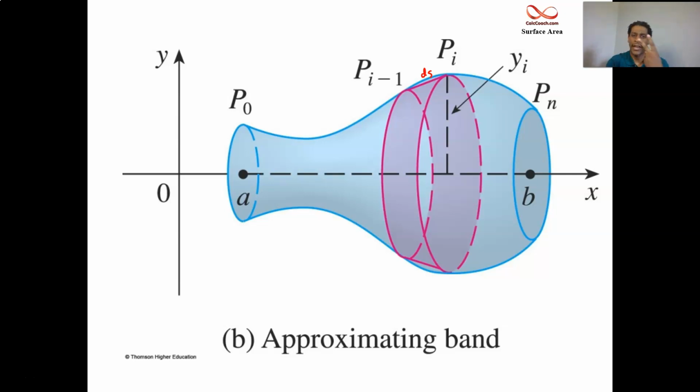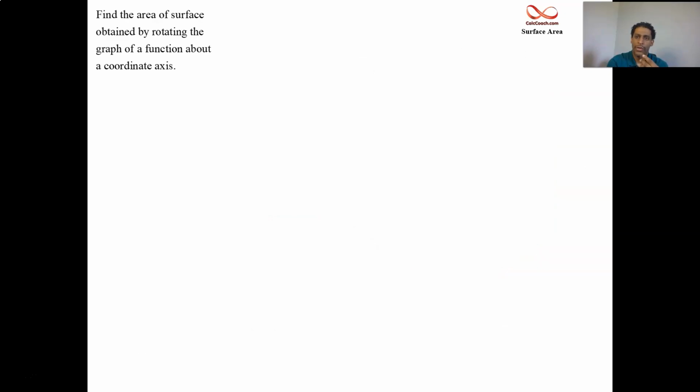And so, honestly, there's two deciding factors. There is which axis are you rotating about, and how is the function given to you? Is it y is a function of x, or is it x is a function of y? Based on these two deciding factors, you can figure out the formula for surface area. What we derived in the past two slides is just one of these four formulas that we're going to create.